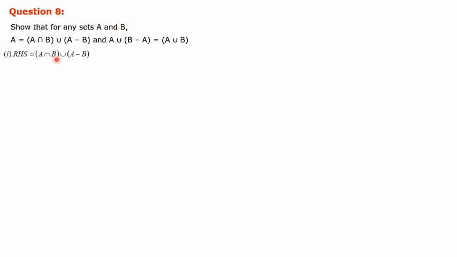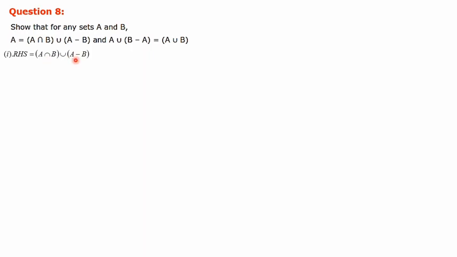Next we shall discuss question number 8. Show that for any sets A and B, A is equal to A intersection B union A minus B, and A union B minus A is equal to A union B. There are two statements given to us to prove. Let's take the first statement, right hand side. RHS is equal to A intersection B union A minus B. This one we have to prove is equal to set A.